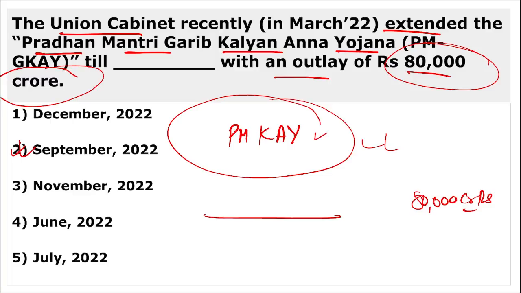What is this scheme? If I ask you, Pradhan Mantri Garib Kalyan Yojana, the scheme is that under this Pradhan Mantri Garib Kalyan Anna Yojana, each beneficiary will get 5 kg free ration per month in addition to his normal quota of food grains under the National Food Security Act.